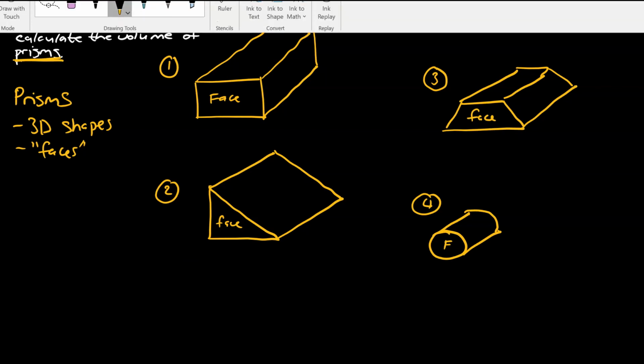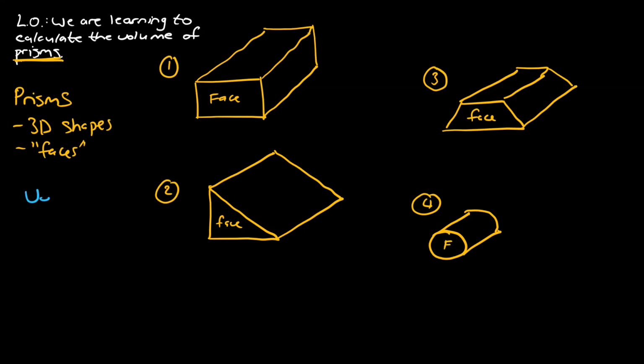So let's change pen colors. Let's actually get into the formula that I want us to focus on. Our formula to find the volume, that's always going to be equal to the area of the face times the depth. And I'll show us what I mean by both of those.